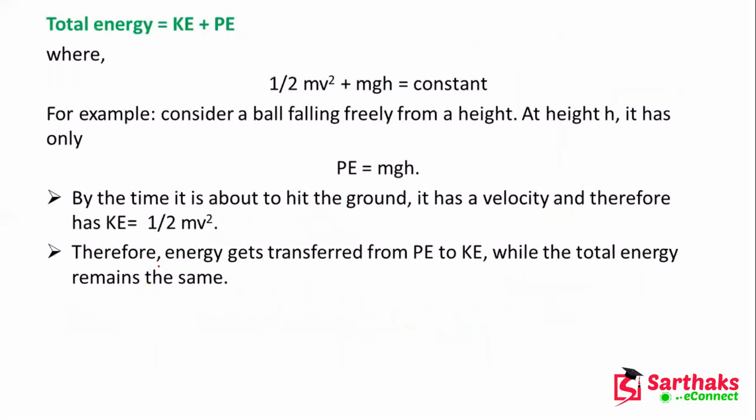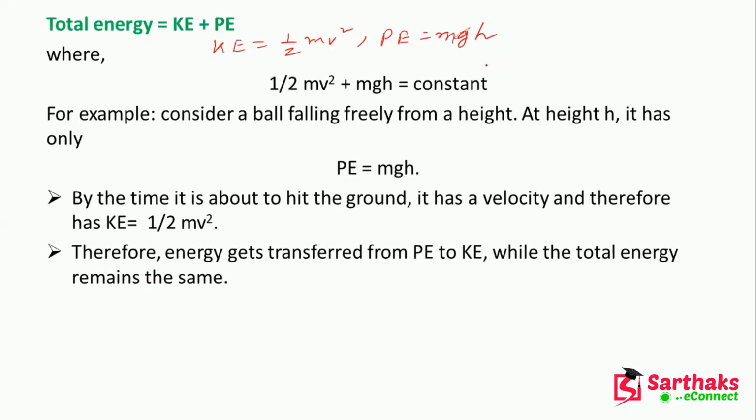Fine. Now the total energy is the kinetic energy plus potential energy. Now what is kinetic energy? Already we know that the kinetic energy is half mv square. And what is potential energy? That is nothing but m into g into h. So this will be constant, right?